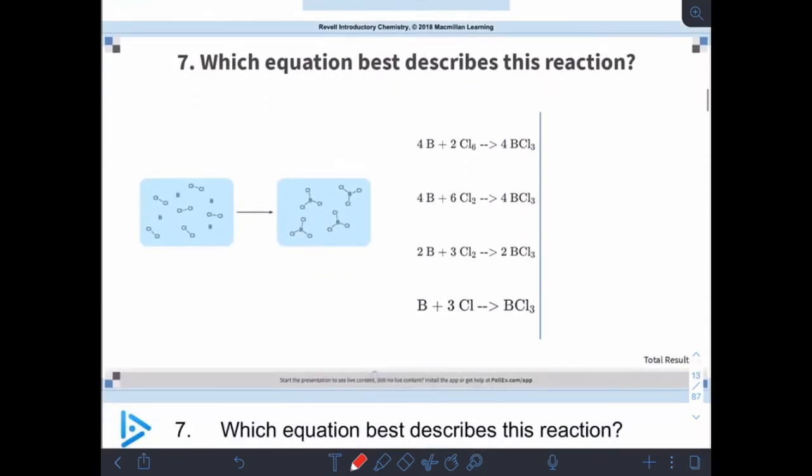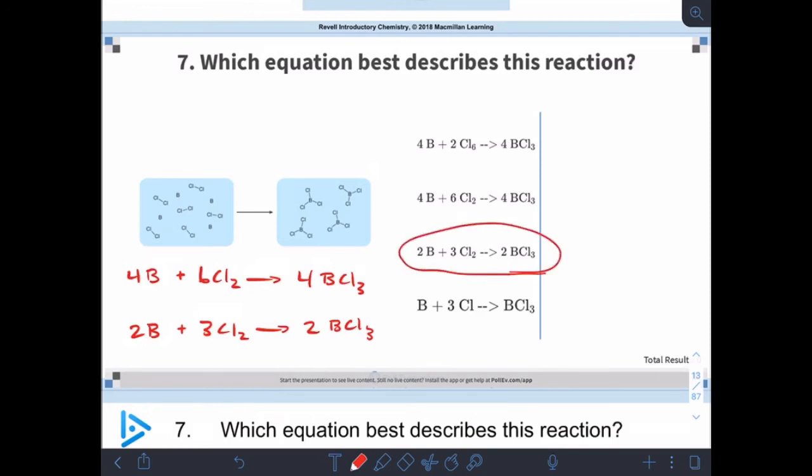Number 7, which best describes this reaction? So let's take a look. Let's see, I've got 1, 2, 3, 4 borons, and 1, 2, 3, 4, 5, 6 Cl2s. And then on the right, looks like I have 1, 2, 3, 4 boron trichlorides. All right, so again, I have common multiples. So if I divide everything by 2, I get a 2 boron, a 3 Cl2, and a 2 BCl3. All right, looks like our third answer right here.